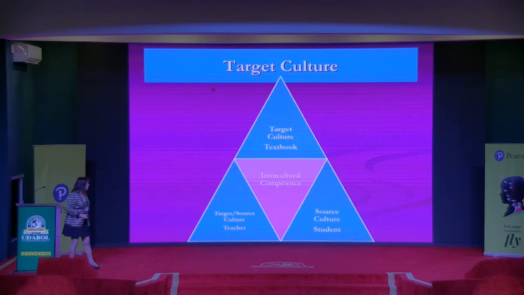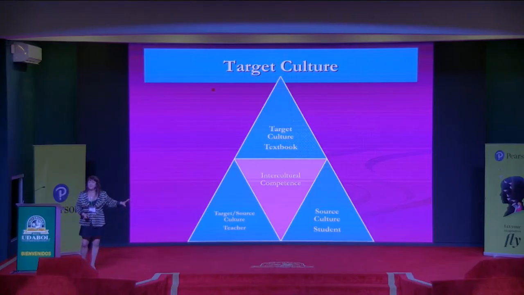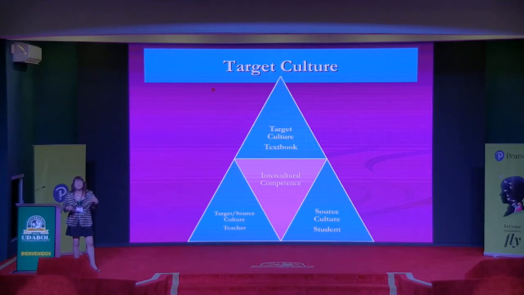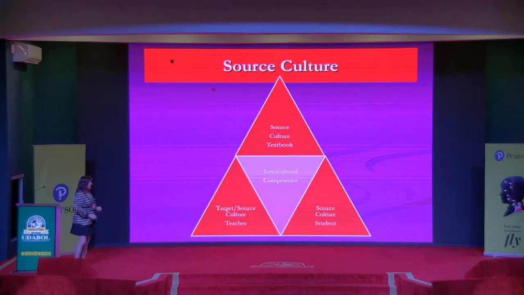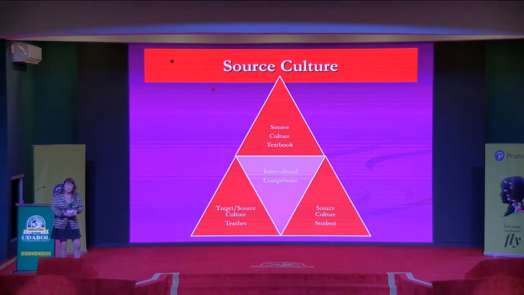Basically, there are three ways we can look at it. We can look at the target culture textbook, the source culture student, and the target source culture teacher. So if you're a foreign language teacher and you're a foreigner, you can bring the target culture into the classroom. If you're not a foreigner, you can still pass your knowledge of the target culture onto the students. Or you can use an international culture textbook with a source culture student and an international target or source culture teacher. Or, oof, that's a bit bright. You can have a source culture textbook, you can have source culture students, or you can have a target source culture teacher. And these are the spheres of interculturality that Sandra McKay talks about in her book on international English.